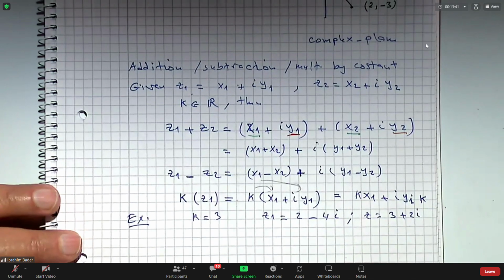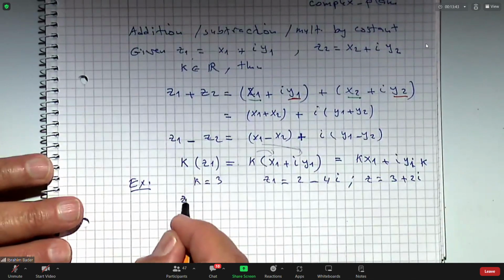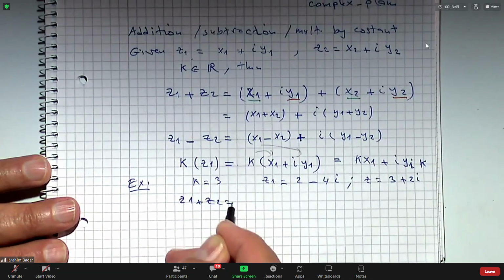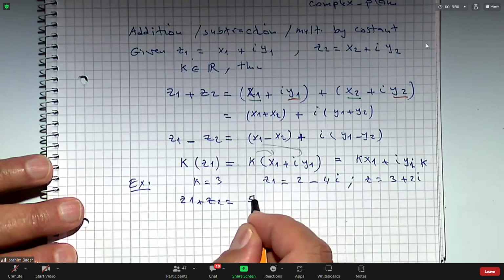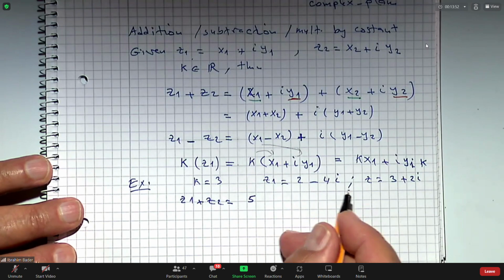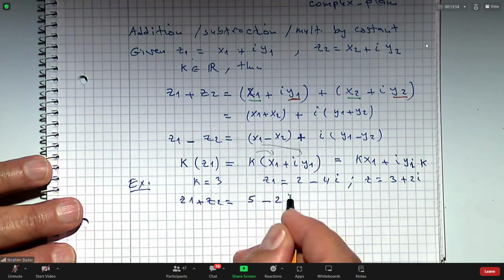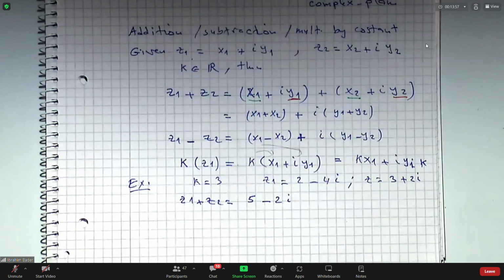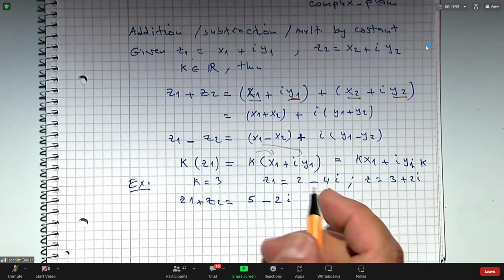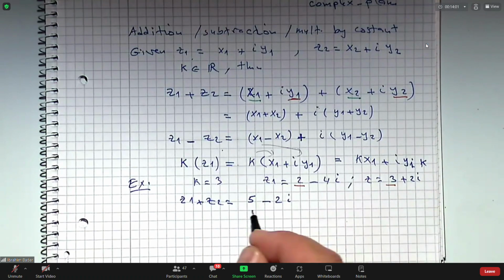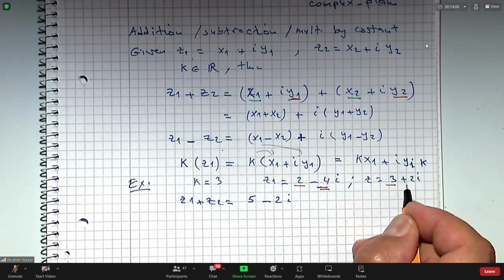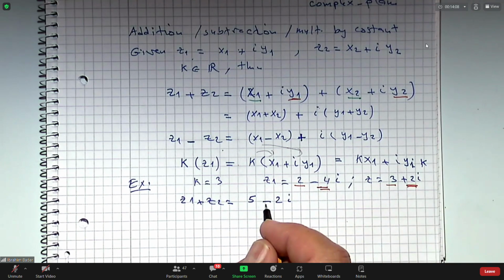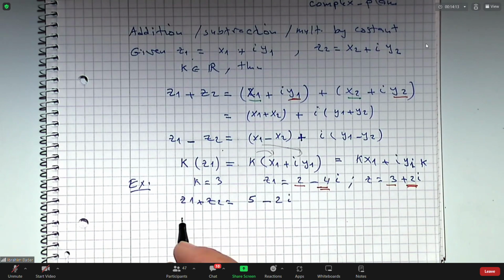2i. Okay? Then what is Z1 plus Z2? So I add 2 to 3 is 5, minus 4 plus 2 minus 2i. I hope it's clear for everyone. So what I did here is I added up the real components to get the 5. And then here, negative 4 plus 2, I got negative 2i. So you have to be careful with the signs here.